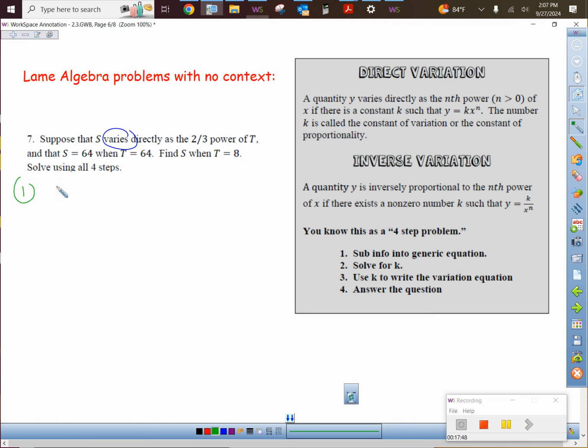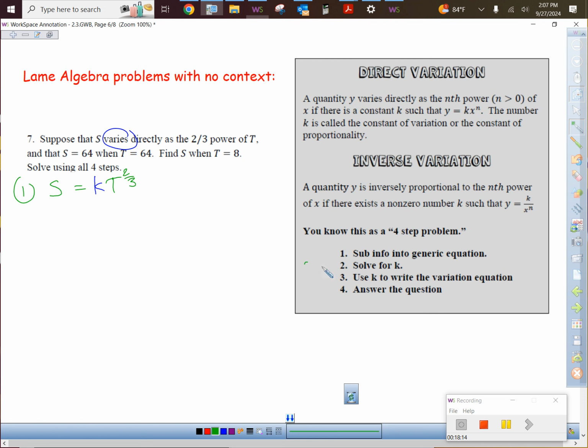So we're going to start with step 1. S is on the left side. Equal sign is where varies is. When they say directly, everything is upstairs. So the 2/3 power of T. But what you always, always, always have to have in a variation problem is the constant of variation, which is known as K. That's my generic formula right there.